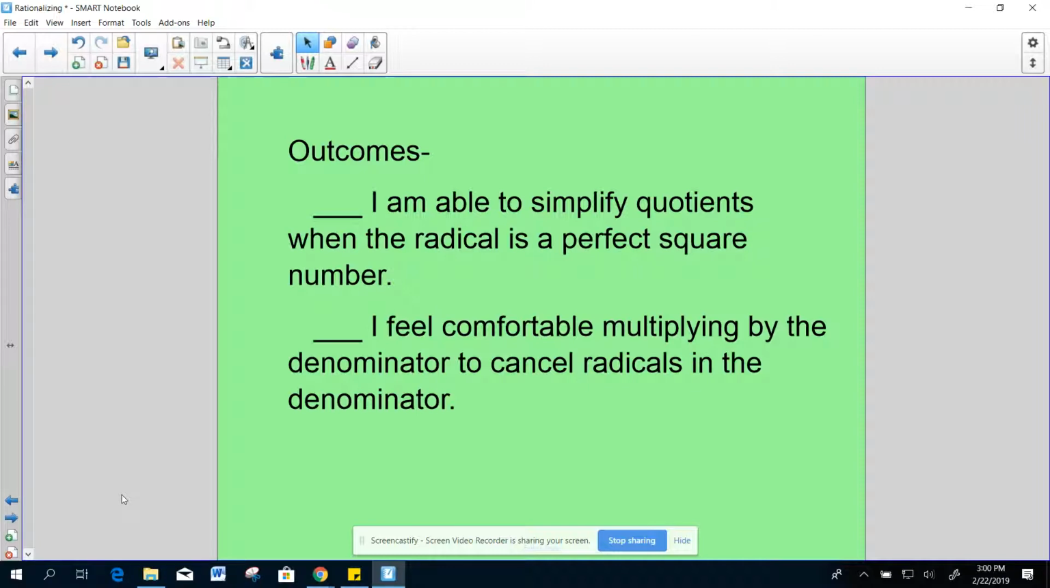Our outcomes for today are that we would like to be able to simplify quotients when the radical is a perfect square number, and we would also like to feel comfortable multiplying by the denominator to both the top and the bottom to cancel out radicals.